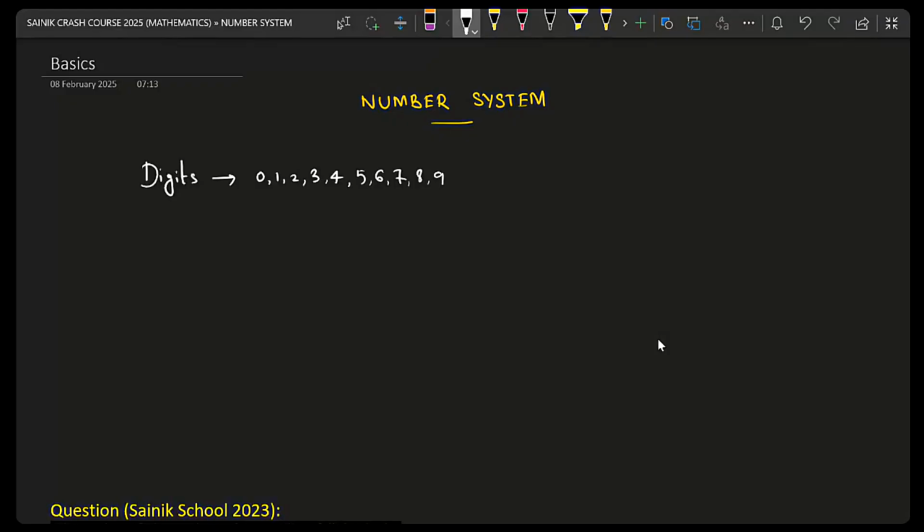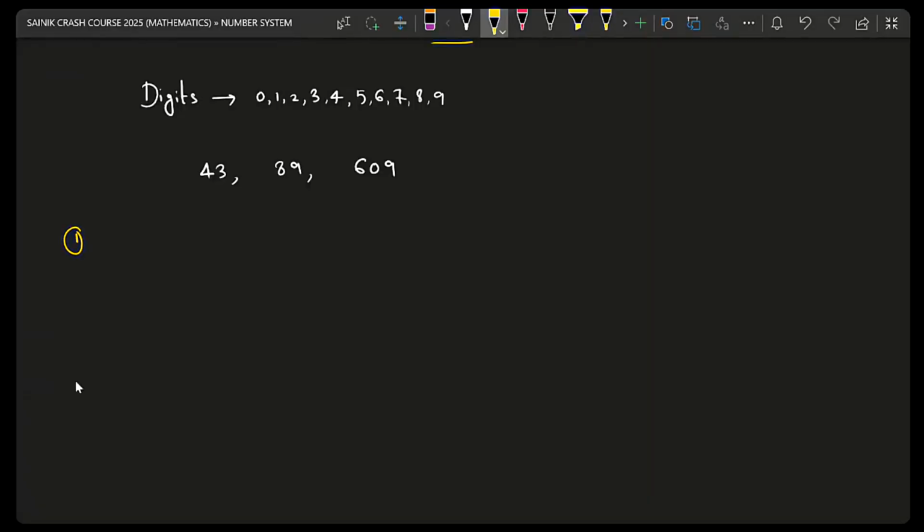So using these digits, we can create certain numbers. For example, I can create 43, I can create 89, I can create 609, etc. So using the digits, numbers are created. So there are three major different types of number systems that we are going to use. First one is Indian system.